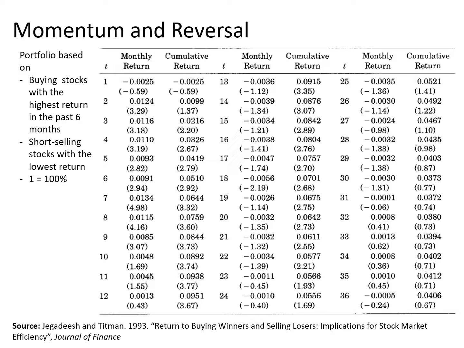Okay, so we start from the evidence of momentum and reversal. This is from Jegadeesh and Titman, 1993, which we talked about last week. What they did is that they buy stocks with the highest return in the past 6 months, and at the same time they short sell stocks with the lowest return, right? So this is a long short portfolio. Theoretically, you're not using any money. Now, of course, as we have mentioned, in practice, in order to short sell stocks, you would have to have money, right? So they have a long short portfolio, and the numbers here are percentage returns. So 1 means 100% return, right?